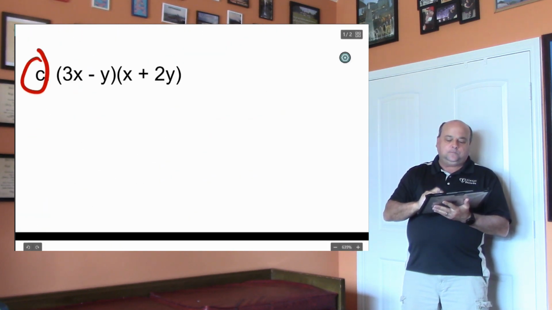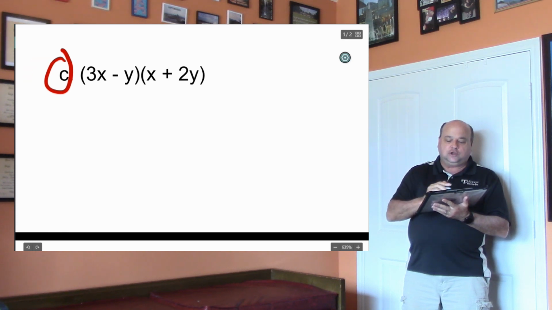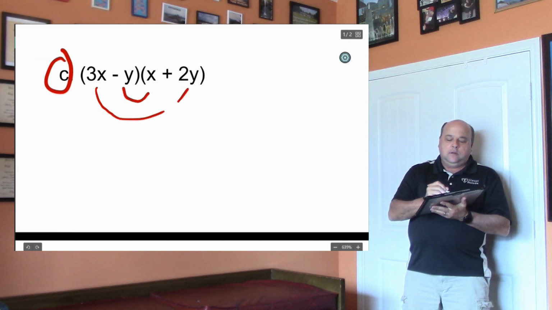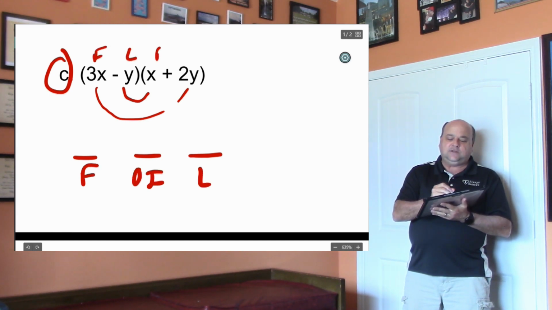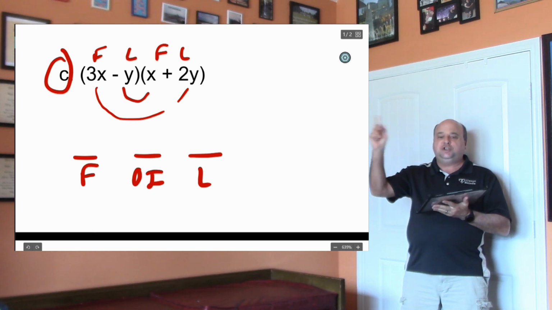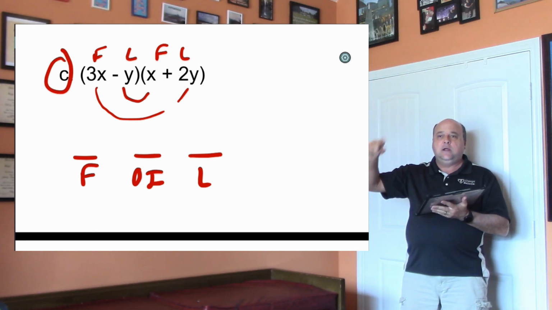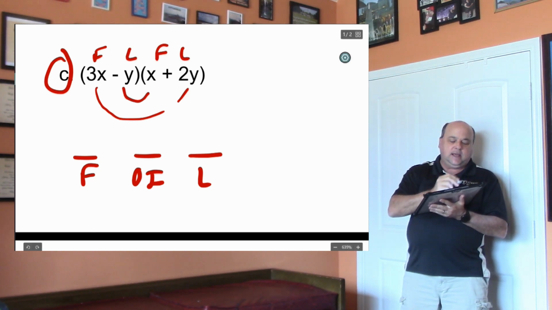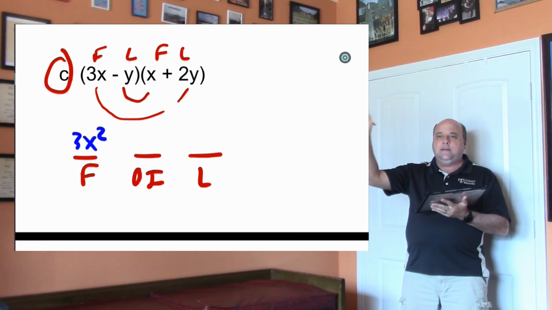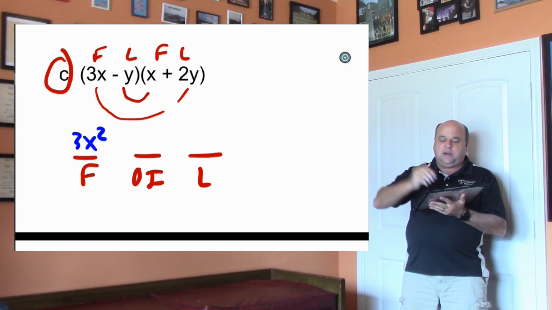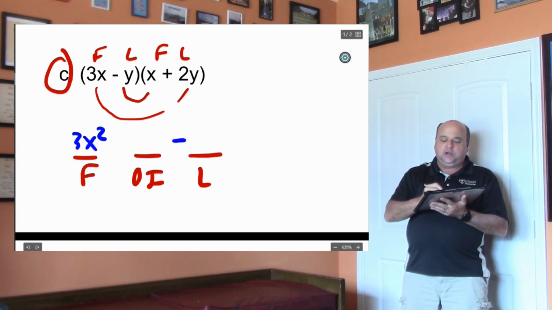Let's go down to here. Okay, let's draw the arches. And then draw the 3 blanks. First, outside, inside, last. First, last. My first terms are 3x and x. 3x times x is 3x squared. Then my last terms are negative y and plus 2y. A negative times a positive is a negative. The number is 2.